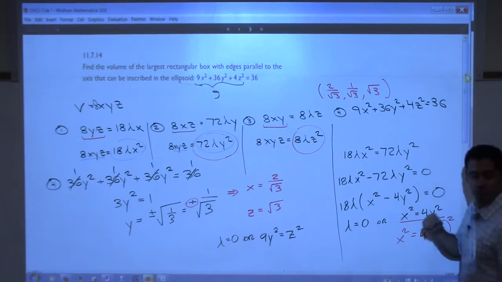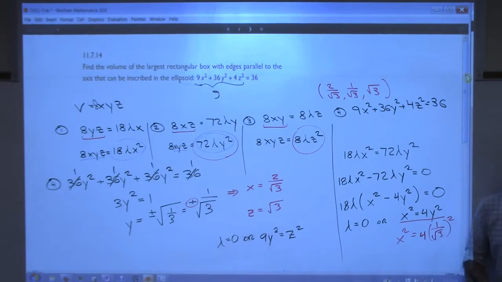Is it because, when you were talking about how we only look at the positive because it's in the first octant, could we just say because the volume couldn't be negative? Yeah, same thing. That's why we were saying first octant. Yeah, because we don't want to go negative volume.